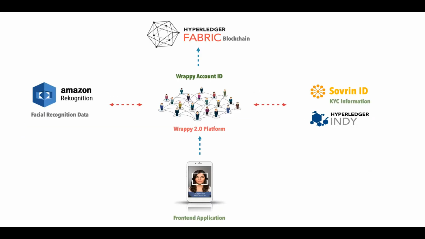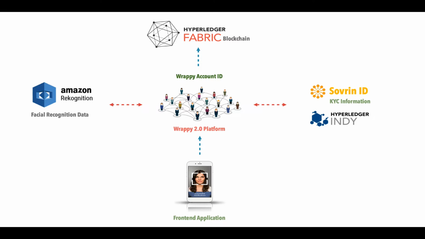Now let's take a look at the high-level overview of the Wrappy ID. First, the Wrappy ID will be generated by the Hyperledger Indy framework, and it will be created with a Sovrin ID. So this particular blockchain will also contain all the credentials for the user as well as the KYC information data. At the same time, Wrappy ID is also powered by the Hyperledger Fabric blockchain. This is where the user transactions will be stored.